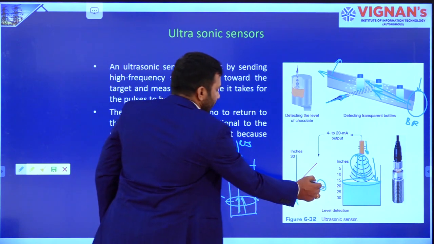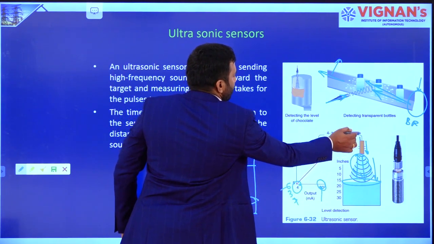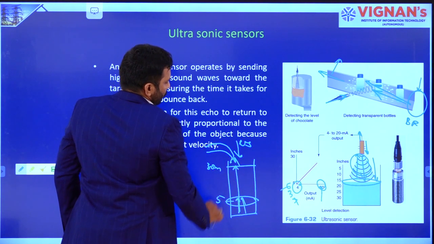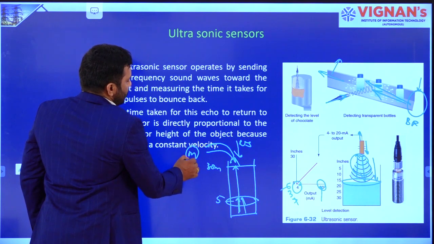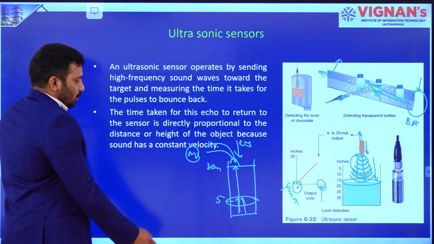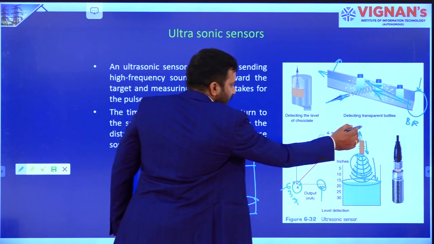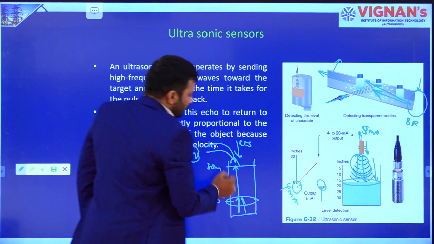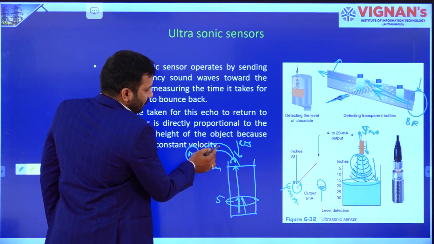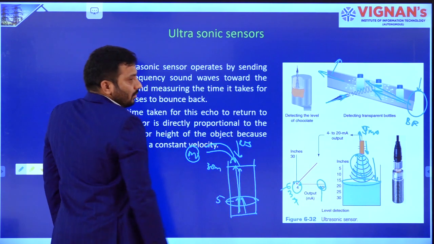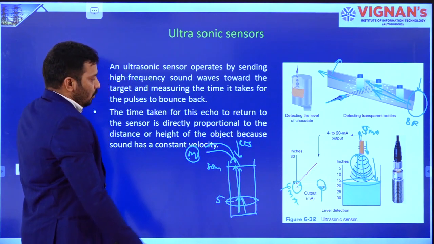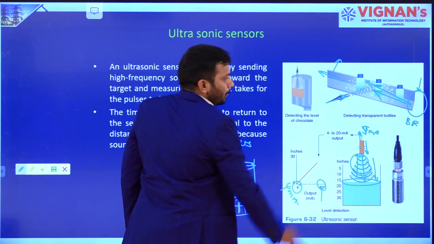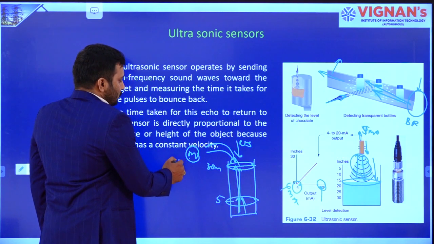Once the ultrasonic sensor outputs 20 milliamps, the motor that is used to fill the liquid is going to be stopped. If the output of the sensor is 4 milliamps, the motor is going to be on. If it is 5 milliamps, the motor is still in the on state, and liquid keeps pouring into this tank. Once it reaches this particular level, 20 milliamps is going to be given, then the motor is going to be off.